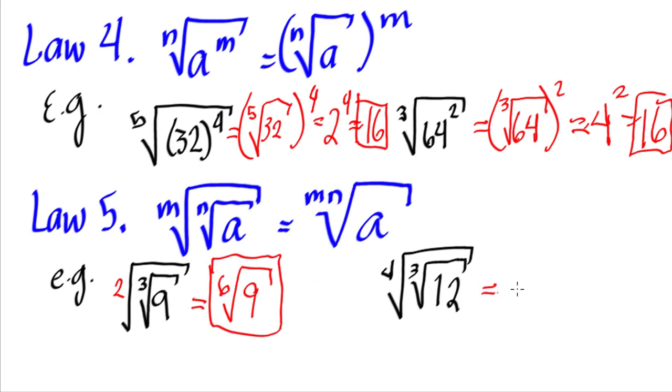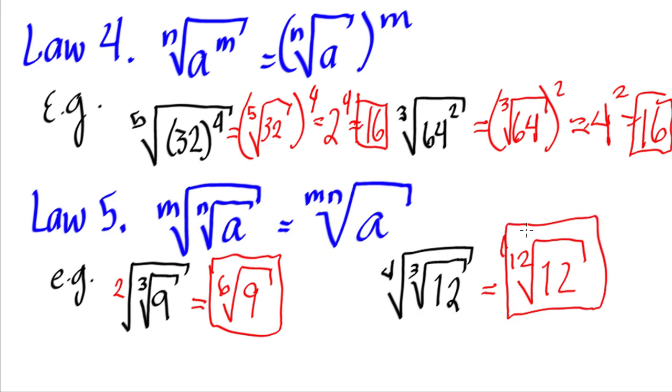For the second example for law number 5, we have the fourth root of the cube root of 12. So we need to multiply 4 times 3. It's going to give us 12, and that's going to be the 12th root of 12. The 12th root of 12.